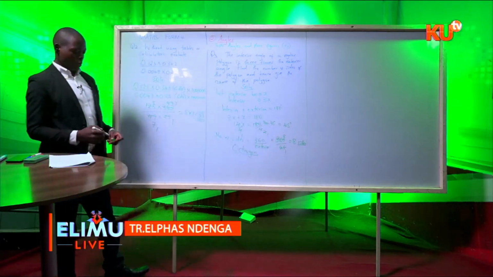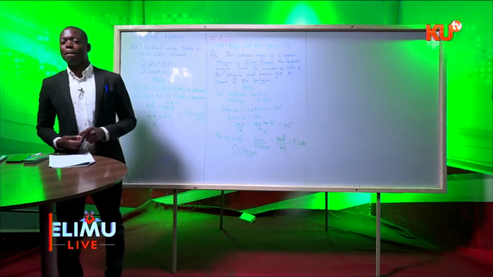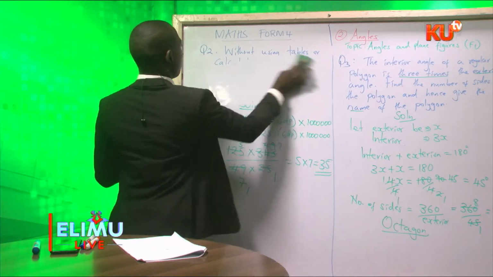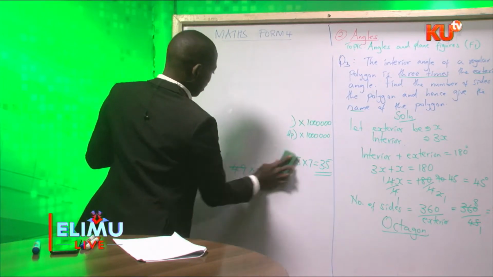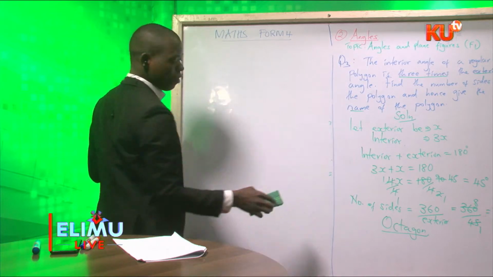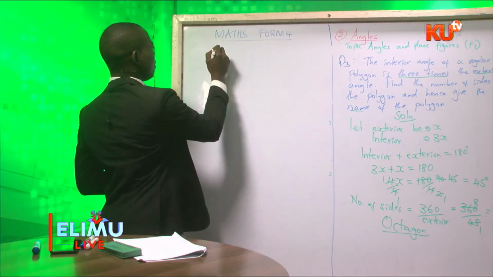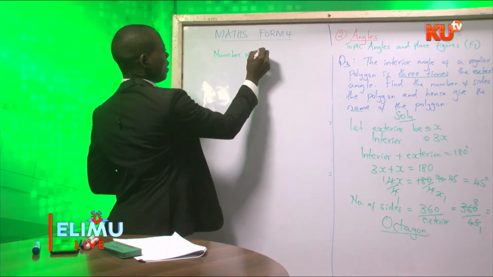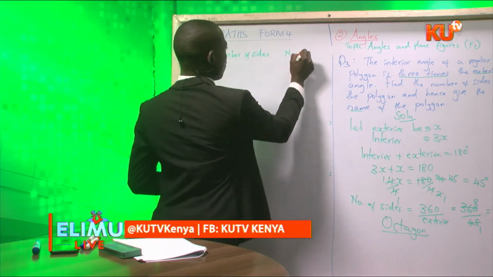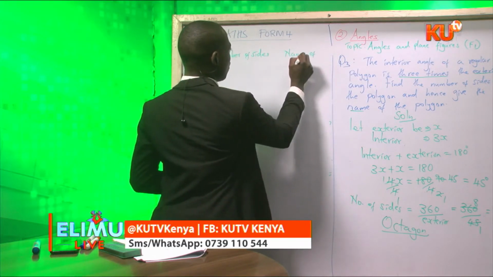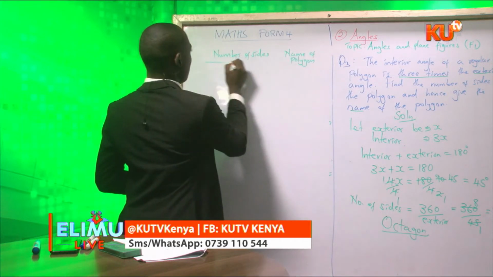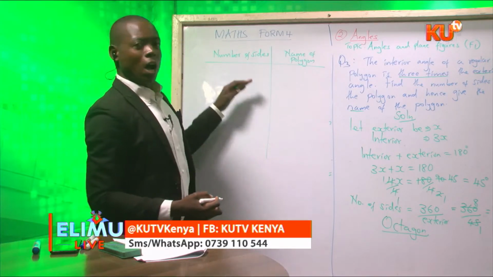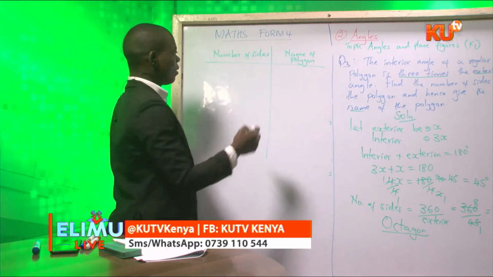The name is an octagon because polygons are named based on the number of sides that they have, and we gave the names of polygons in Form 1. So we have the number of sides, and then the name of the polygon versus the number of sides. So let's remind ourselves, how do you call a polygon with 3 sides? Because that is the lowest number.